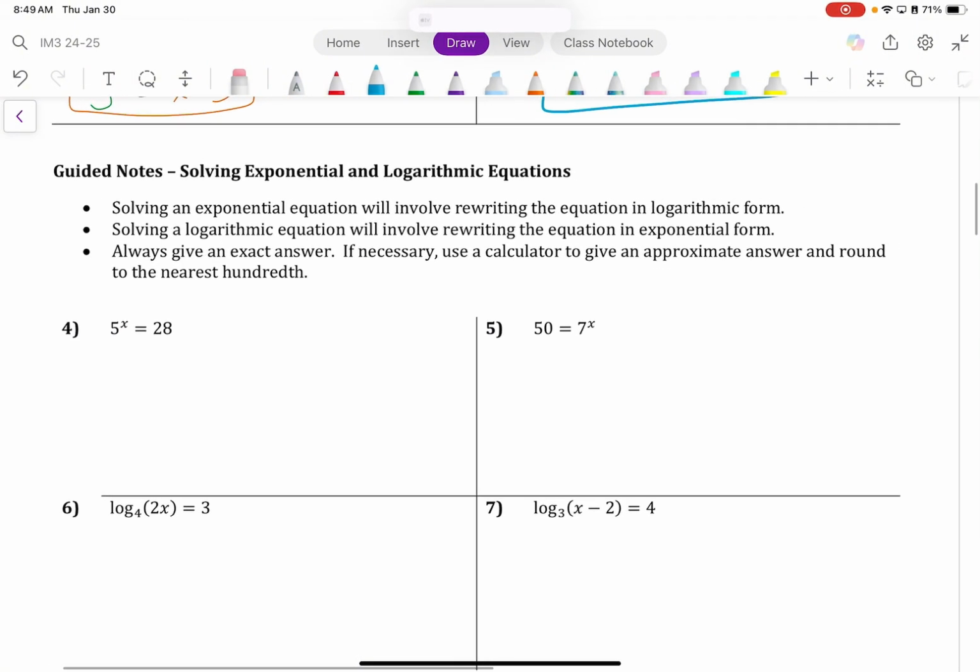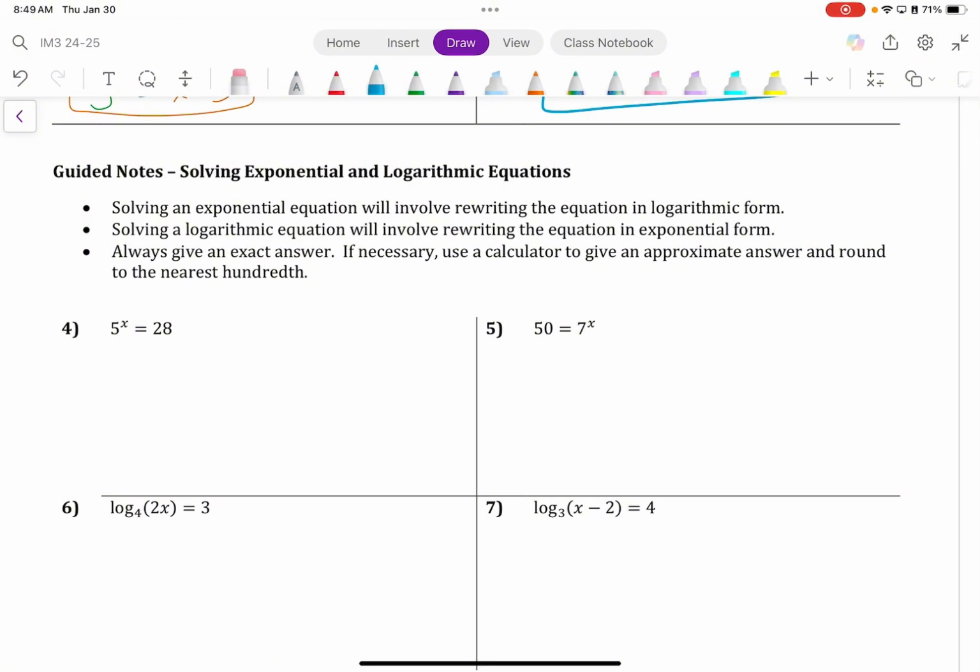Let me go ahead and read the following to you guys. Here are the guided notes. Solving an exponential equation will involve rewriting the equation in logarithmic form, and vice versa. If you start with a logarithm, you want to rewrite it as an exponential. You always want to give an exact answer. By the way, just so you know what an exact answer looks like and what constitutes as an exact answer, anything that you get from your calculator is not an exact answer. Anything that you round or get from a calculator is known as an approximate answer.